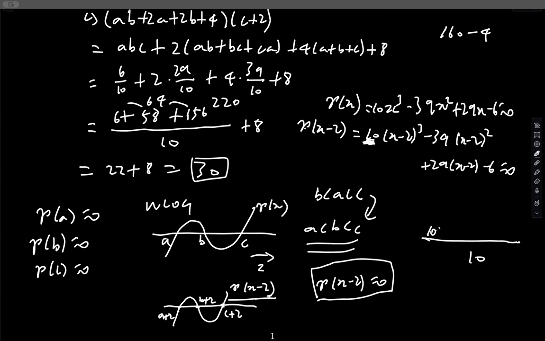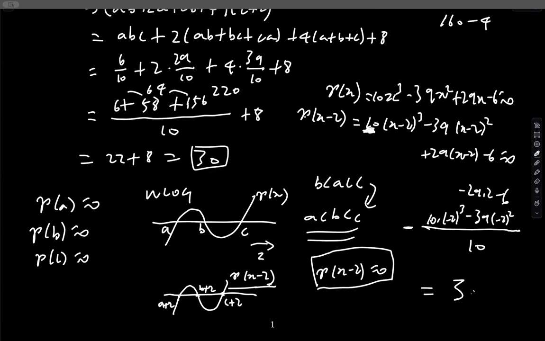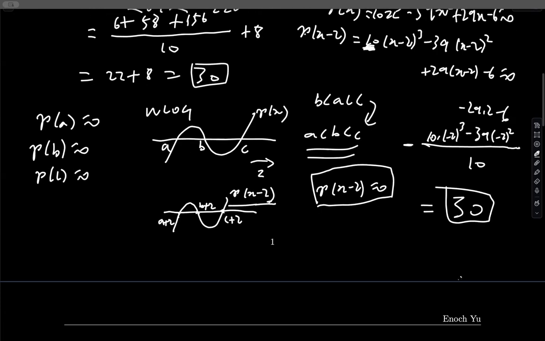So we get 10 times negative 2 cubed. Oh, and I forgot the minus. Sorry, this is Vieta's formula. We get minus 39 times negative 2 squared minus 29 times 2 minus 6. And when we calculate this, I did calculate it and we should get 30. This is the second method that I came up with using graphing. And also, the reason why I did this is to minimize the use of calculating.